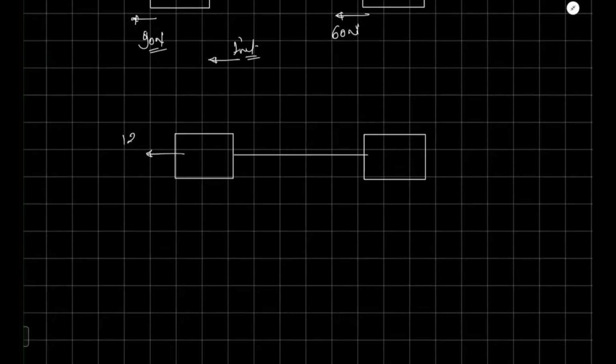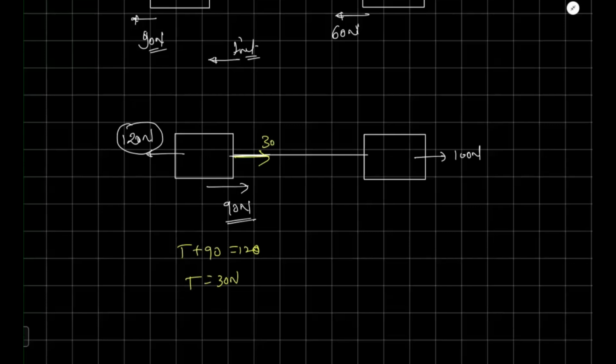Here it's a 120 Newton and here it's a 100 Newton. And assume that our maximum friction is acting in this block. So 120 is acting in this direction. So let's assume 90 Newton acted in this direction. So from that we can say our tension. If we calculate our tension, how? T plus 90 is equals to 120. So T is equals to 30 Newton. So T is coming to be 30 Newton.